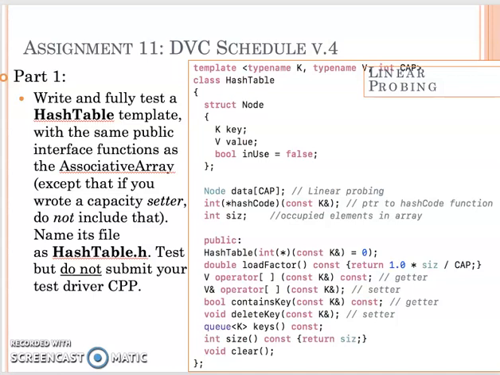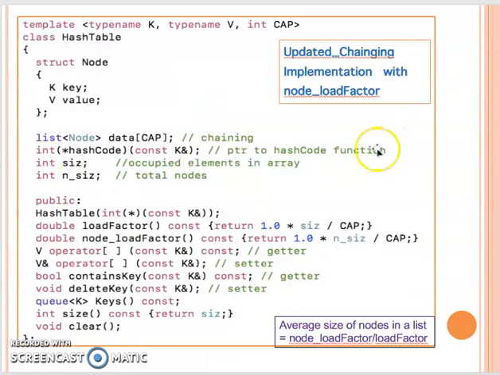This hash table template has exactly the same public interface as the associative array we had before. So on the other hand, you can also just adopt your associative array test driver to test your program. You have two choices to implement your hash table. You can either do linear probing, or you can do chaining.